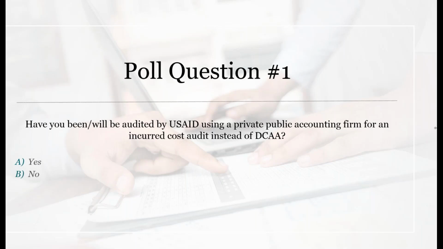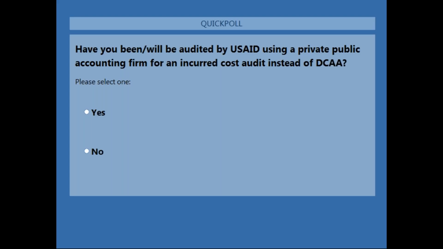Okay, so we're going to jump right into our first polling question of the day. As a reminder, you need to keep track of these polling answers for CPE credit. Have you been or will you be audited by USAID using a private accounting firm for an incurred cost audit instead of DCAA? So basically, have you had that experience, or do you expect to have that experience at this point?